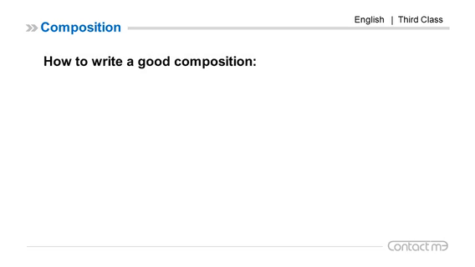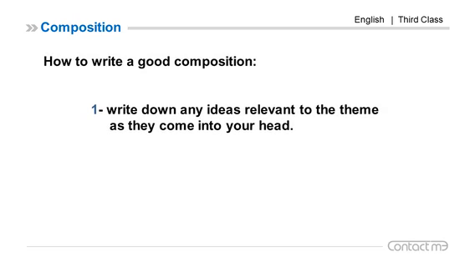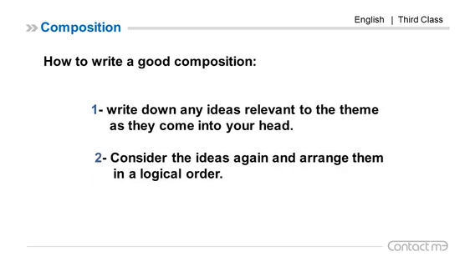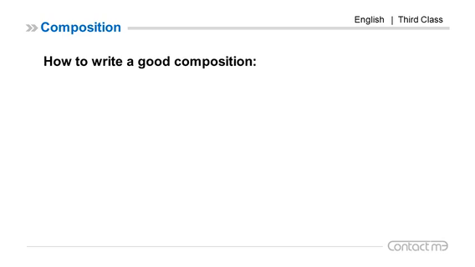Here is a summary of how to write a good composition. Number one, write down any ideas relevant to the theme as they come into your head. Number two, consider the ideas again and arrange them in a logical order. Here, there is something which you have to bear in mind. Your final exam has some ideas and opinions. You have to add some of these ideas to the composition.